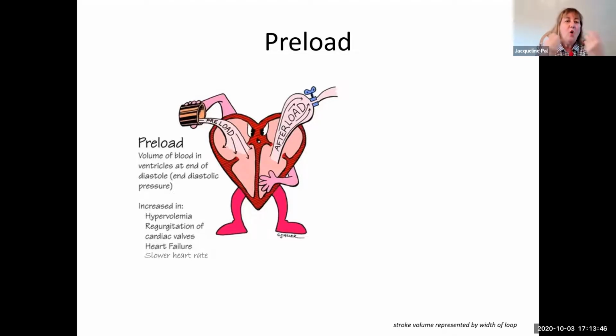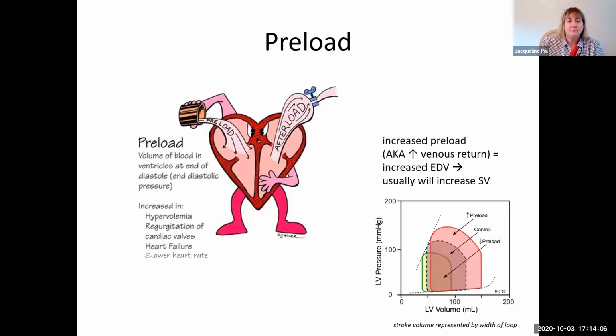And so what can make it go up? Well, if you have a larger blood volume, then you would have more blood going back to your heart with each heartbeat. Or if you had a slower heart rate, then there's more time for blood to enter the atrium, thereby entering the ventricle. So those are the two pretty physiological things that affect preload.